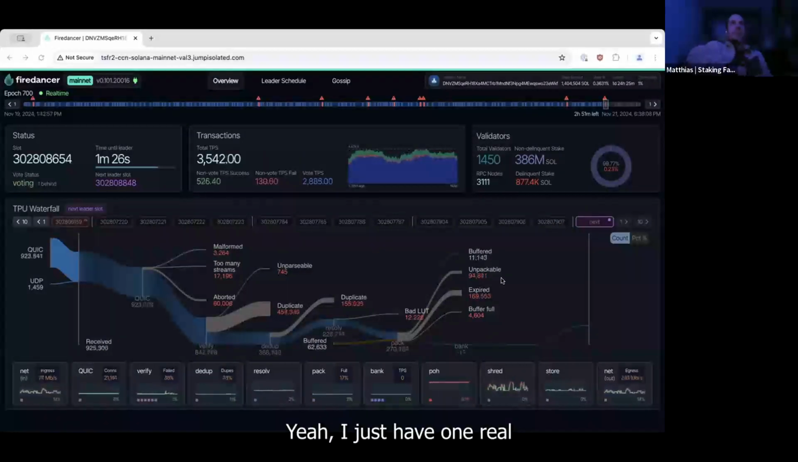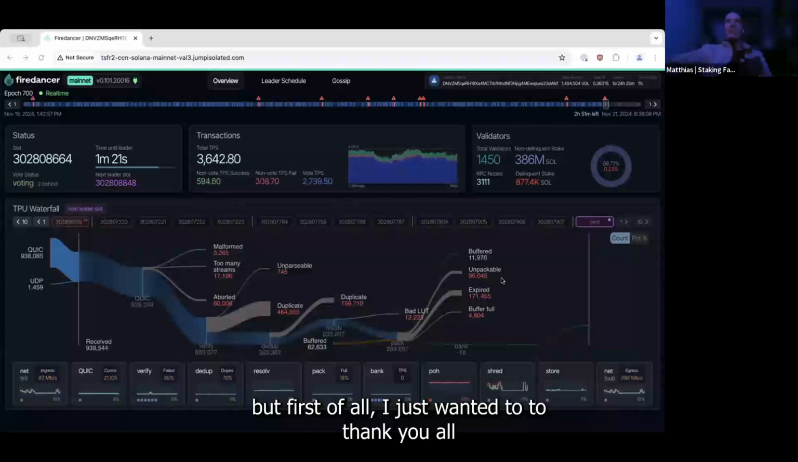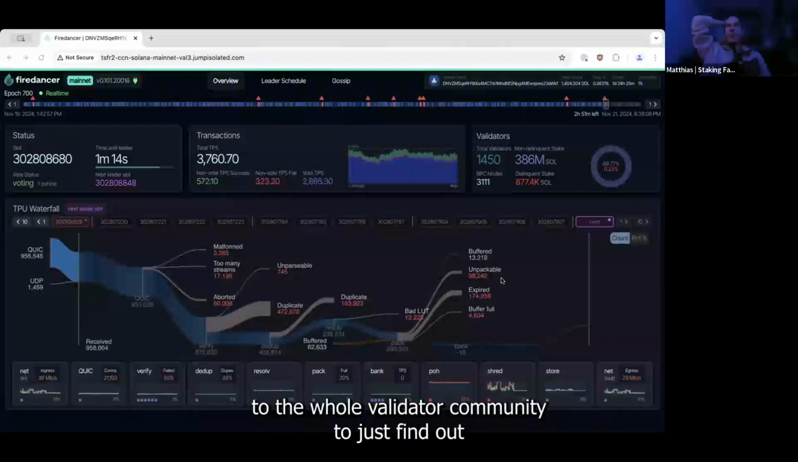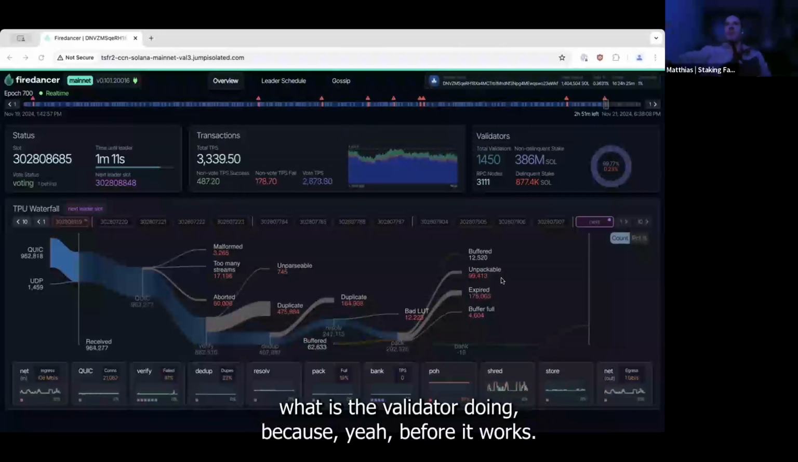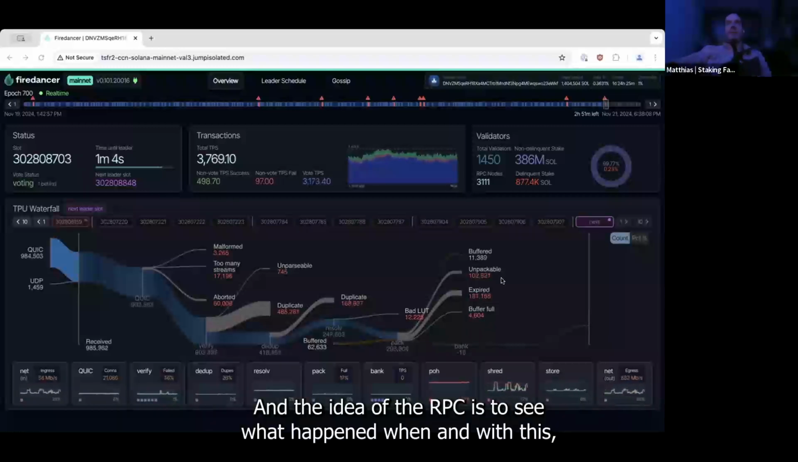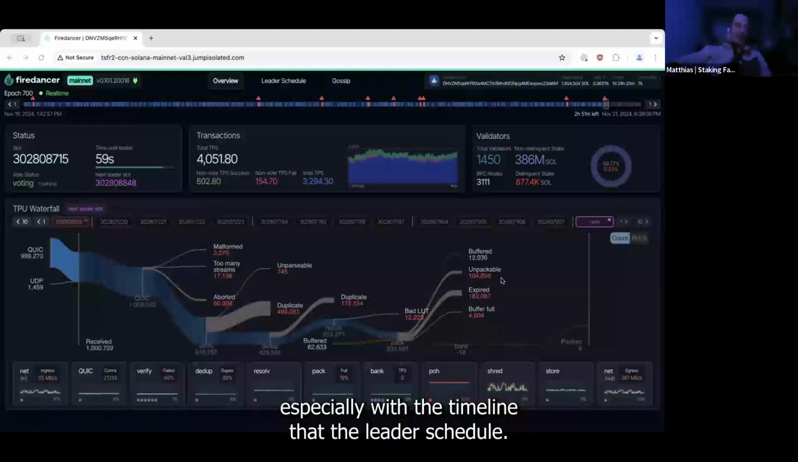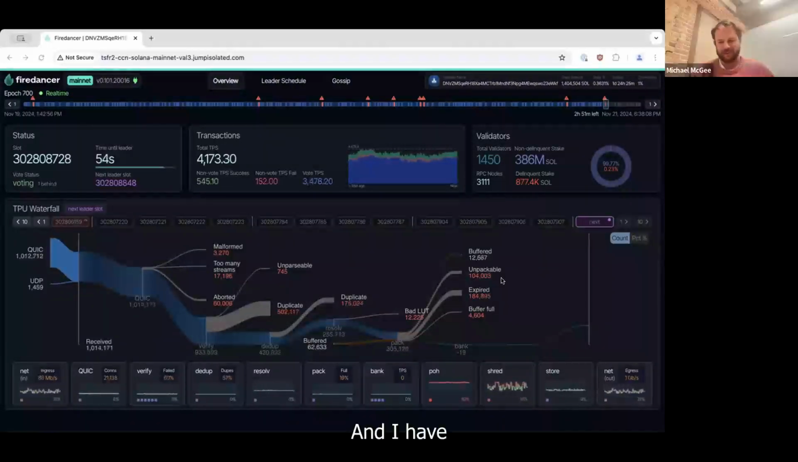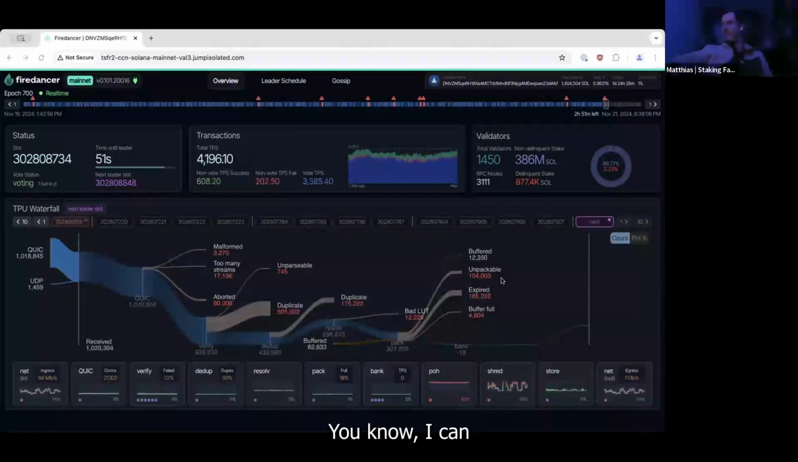Yeah, I just have one real quick question. But first of all, I just wanted to thank you for building this amazing GUI, because it really helps the whole validator community find out what the validator is doing. Before, it was quite hard to extract the data out of the logs and out of the RPCs to see what happened when. With this, especially with the timeline and the leader schedule, it's just great. Yeah, you're welcome.